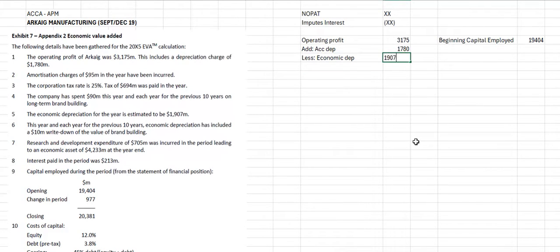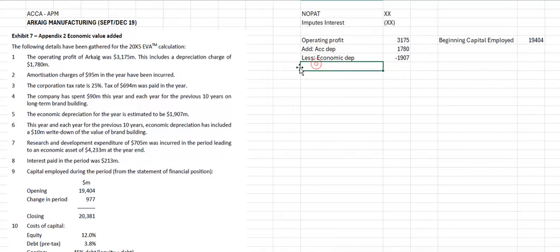1907. Sometimes you may have a question where economic depreciation is not given. What do we do? Then we don't do anything at all. We can just leave these two steps and say we assumed accounting depreciation and economic depreciation are equal, because one is added, one is subtracted. So if that is equal, that nullifies the impact.